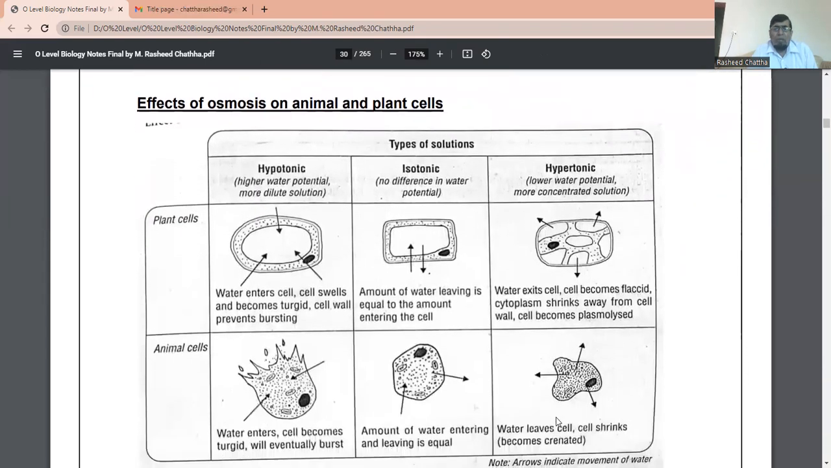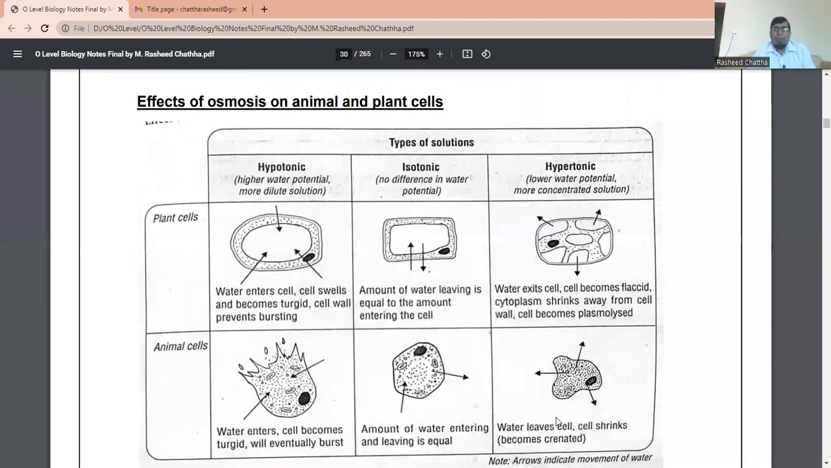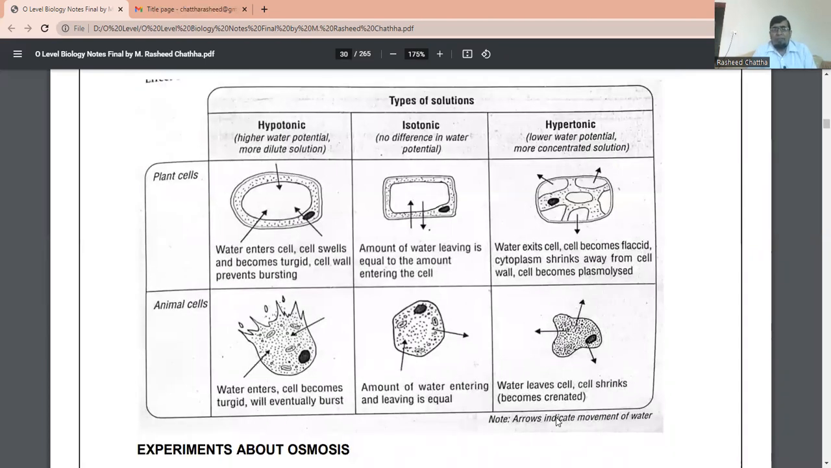Now, dear students, if we put animal and plant cells in solutions of different concentrations, you can say hypotonic, hypertonic, and isotonic solution. A hypertonic solution is a concentrated solution, a hypotonic solution is a dilute solution, and an isotonic solution has the same concentration. So the plant cells will become turgid in the hypotonic solution, will remain the same in the isotonic solution, and will be plasmolysed, wilted, within the hypertonic solution.